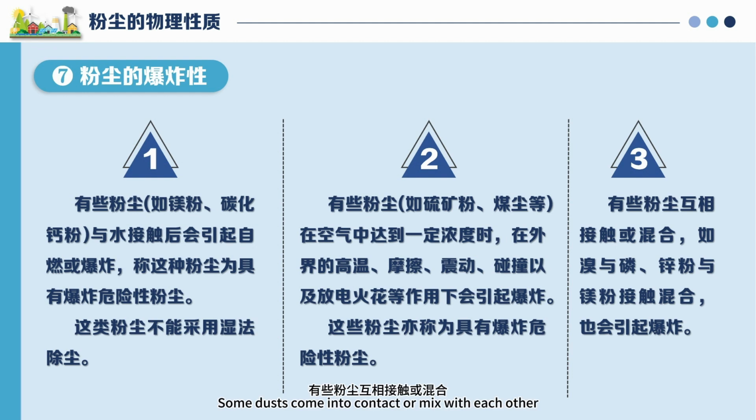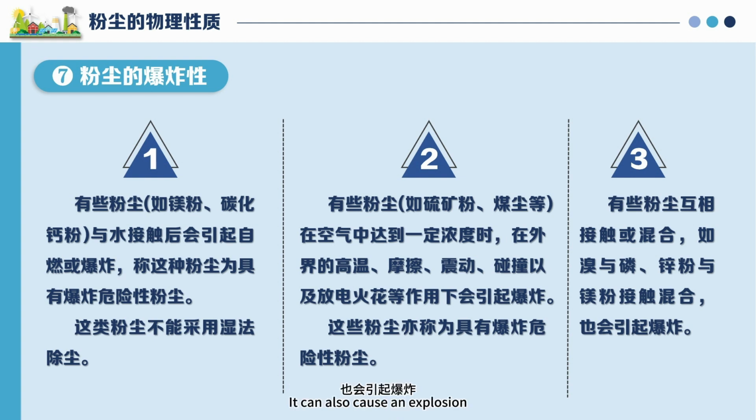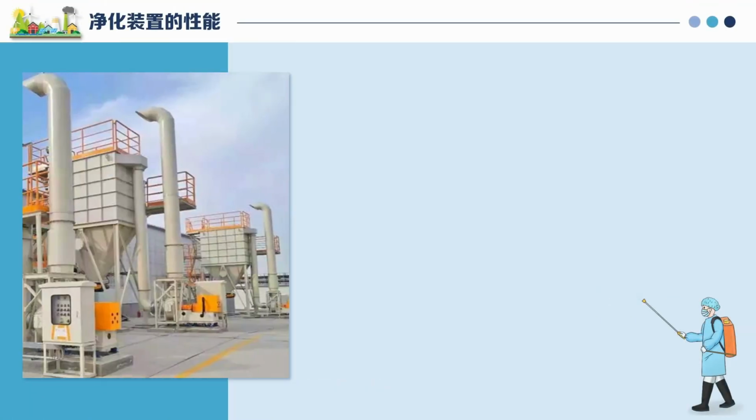Some dusts come into contact or mix with each other, such as the mixing of bromine and phosphorus, or zinc powder and magnesium powder in contact. It can also cause an explosion.